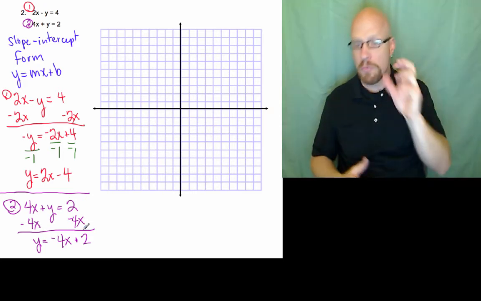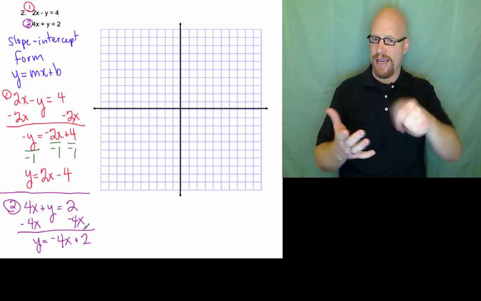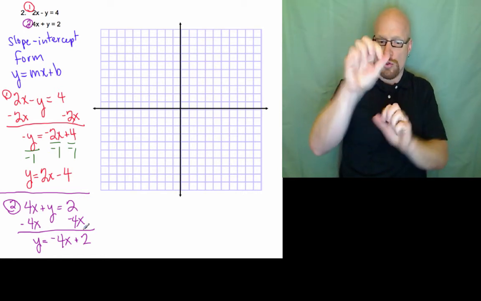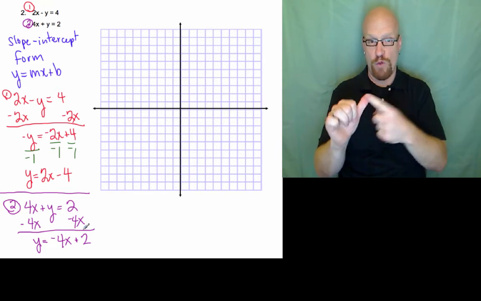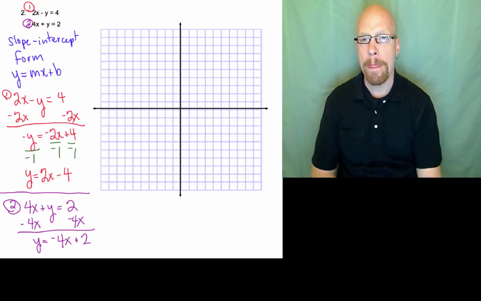So we have y equals negative 4x plus 2, and y equals 2x minus 4. We need to identify our slopes for both lines and our y-intercepts for both lines.